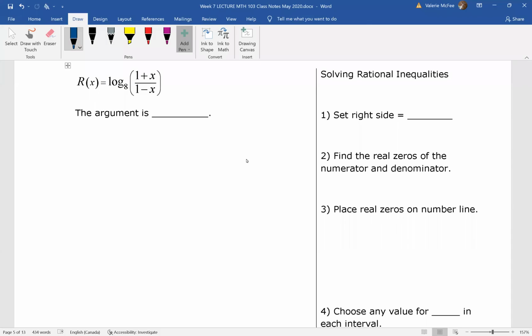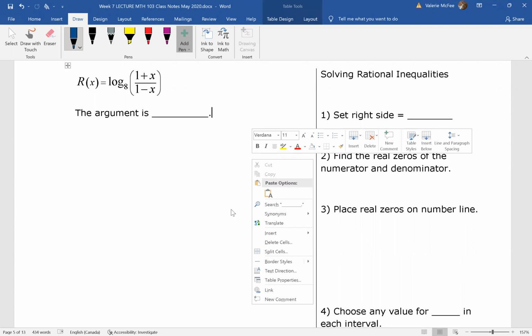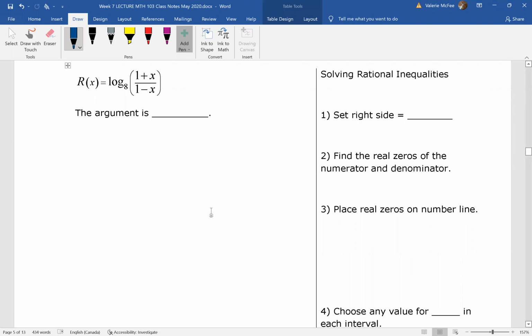This is a good place to do a review for solving rational inequalities. We already looked at this in week 1 when we first talked about inequalities. So the argument here, a rational expression, we know that the argument has to be greater than 0. And we always want the right side of our inequality to be 0.